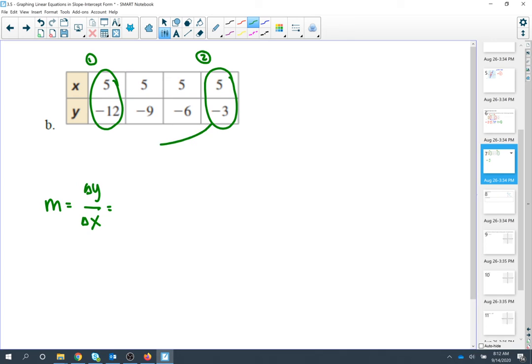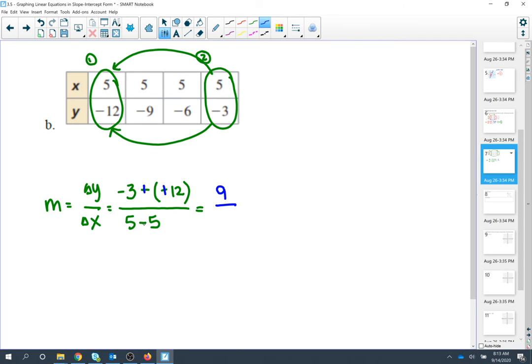So I'm going to take -3, and let's be extra careful here. Watch what I do. -3 minus, it's always minus because we want the change, -12. So we're minusing a negative. Over 5 minus 5. Now, before we address this, -3 minus -12 is going to make that a positive. So -3 plus 12 is 9. Over 5 minus 5 is 0.